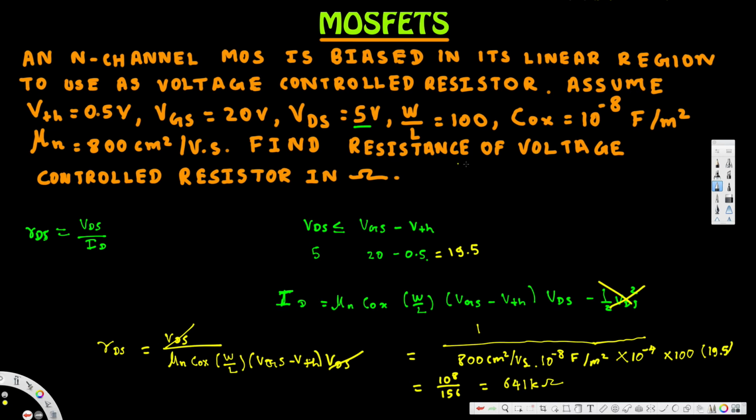Find the resistance of the voltage controlled resistor in ohm. So this is in kilo ohm, so if you multiply this one by 1000, that's going to be in ohm. And that's how we do this kind of problems.